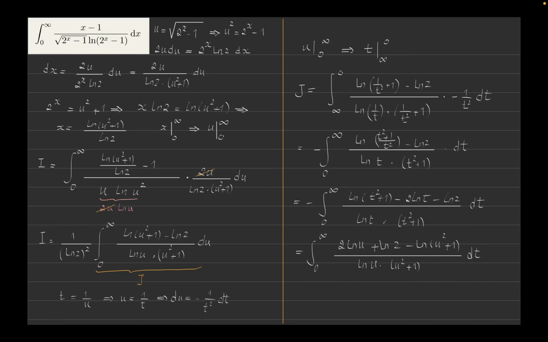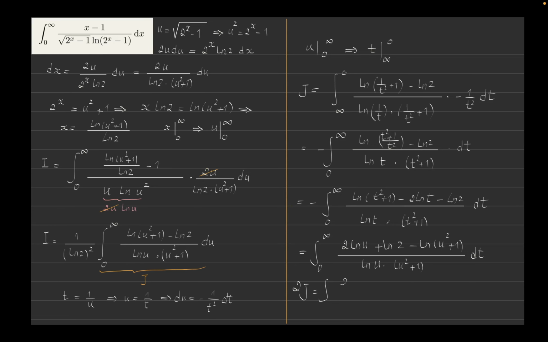So now I add J to J, so it becomes 2J is equal to the sum of this integral and this integral. Okay? But then it means that I can add the integrands. The denominators are the same, so I have to add the numerators. When I add the numerators, this and that will be gone. This and that will be gone. 2 ln of u will be left. So this becomes 2 ln of u divided by ln of u multiplied by u squared plus 1 du. And this is du, sorry. This is du.